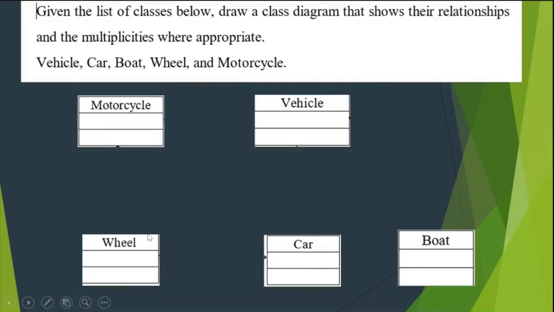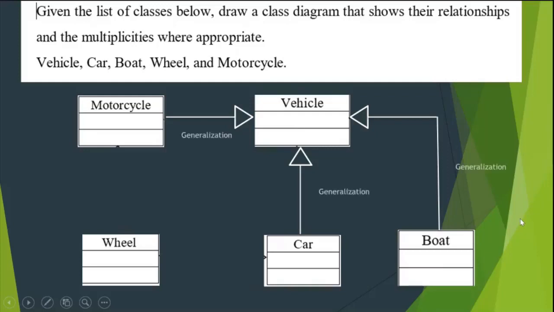Now we need to think about the relationships. If you look at the vehicle, motorcycle, car, and boat, what is the relationship? This one is a generalization relationship. That means the vehicle is the parent class. Motorcycle is one kind of vehicle, the car is one kind of vehicle, and boat is also one kind of vehicle. So the relationship between the boat, car, motorcycle and vehicle is generalization. Vehicle is the parent class, and the child classes are boat, car, and motorcycle.